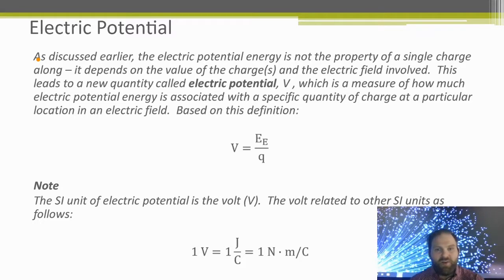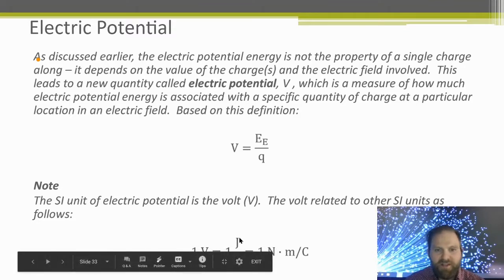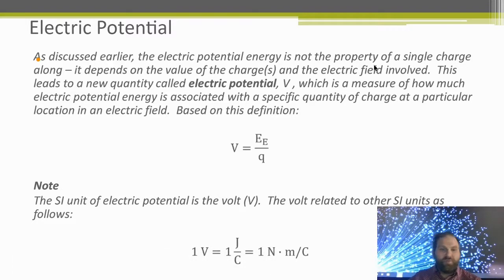So we denote electrical potential by this big V, and it is the electrical potential energy over the charge, and big V is volts. If we look here, we see that volts is equal to joules per coulomb. That's the way I like to think about it. If you want, you can also look at it as newton meters per coulomb, but I find it easier to think about this in joules per coulomb. So energy per charge.